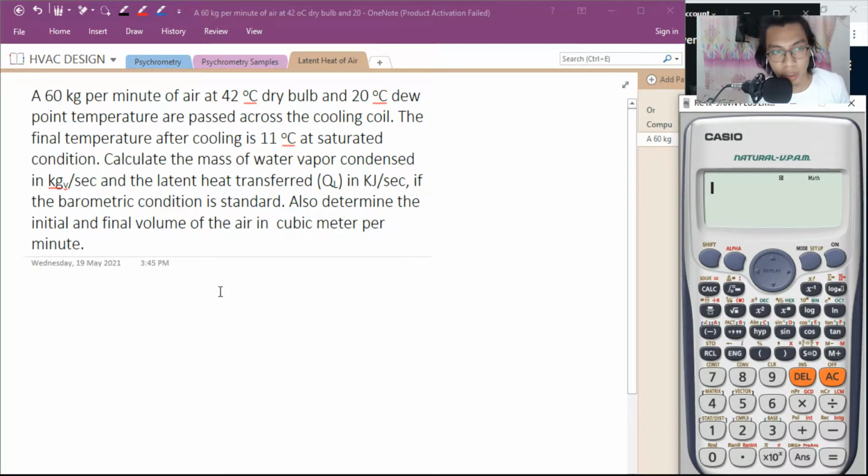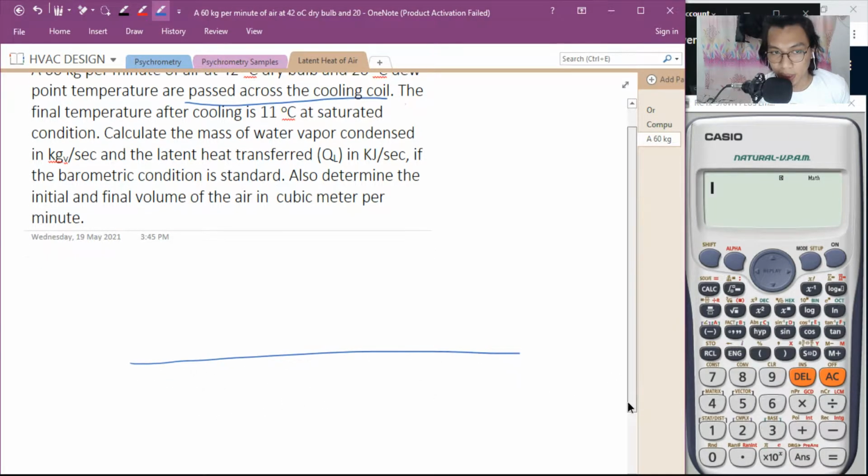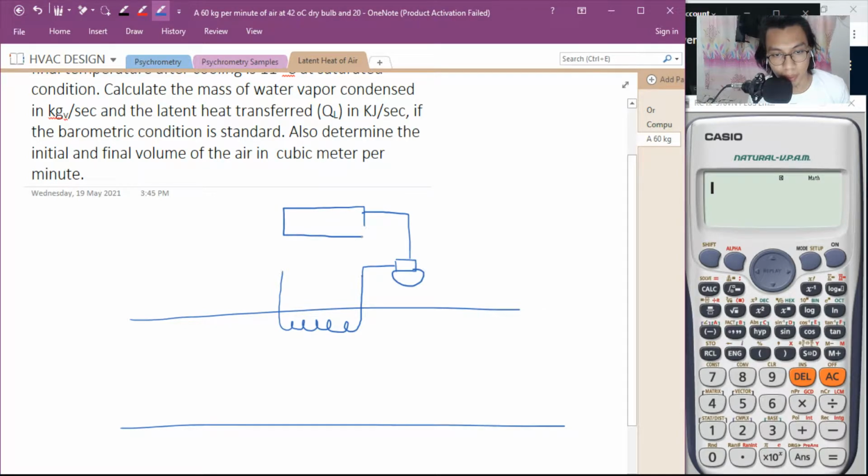Ibig sabihin dito, passed across a cooling coil. Ano ba yung cooling coil na yon? Ano ba yung nagpapalamig diyan? Siyempre, meron ka refrigeration system. If this is the ducting, okay, that is the duct. Ito yung cooling coil mo. Saan galing yung cooling coil na yan? Siyempre, yung cooling coil mo is simple vapor compression system. Okay? Ganyan lang po kasimple yun.